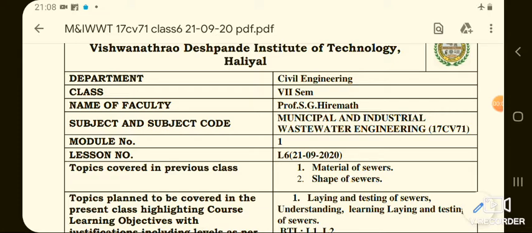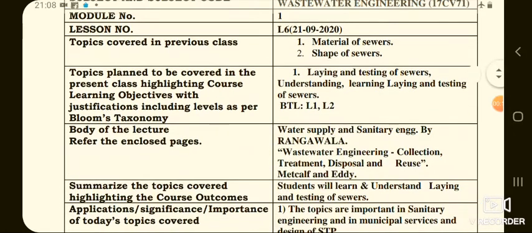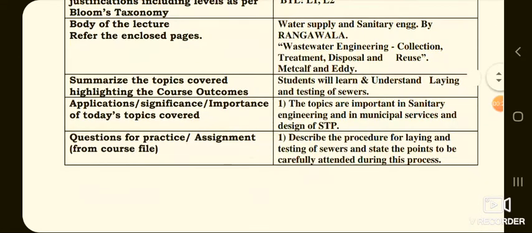Students, in the last class we discussed two topics, that is materials of sewer as well as shape of sewers. Today we will discuss another topic, that is laying and testing of sewers. These topics are very important in sanitary engineering and in municipal services and also in the design of STP, that is sewage treatment plant.